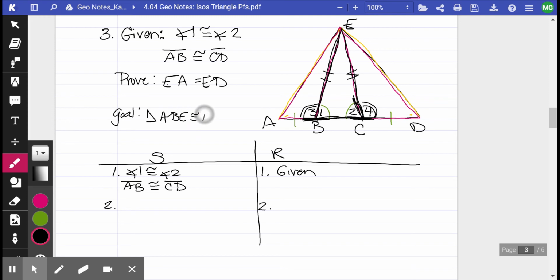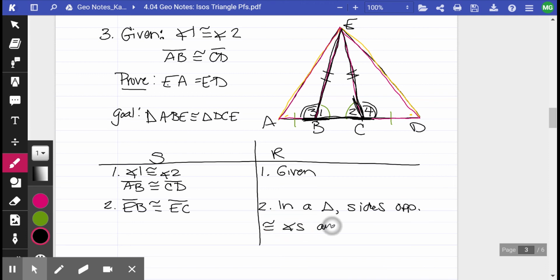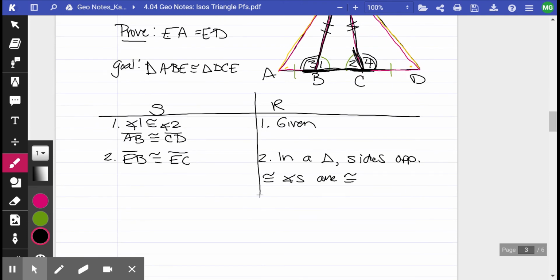So my goal here is to get triangle ABE congruent to triangle DCE. We always get triangles congruent, and then they have congruent parts, and then we can switch them to equality at the end to get our proof statement. All right, so let's start with getting our segment EB congruent to segment EC. And again, you could do different orders here as well. In a triangle, very important words: sides opposite congruent angles are congruent.